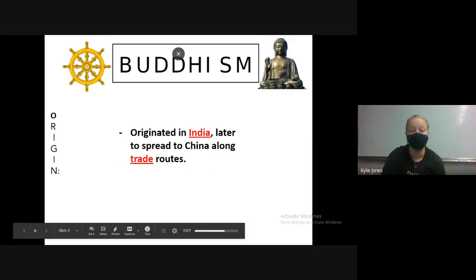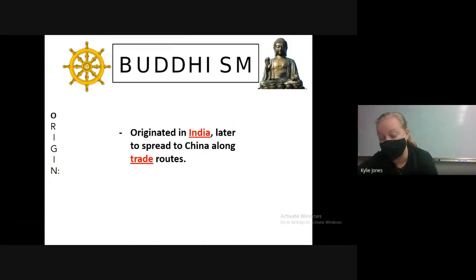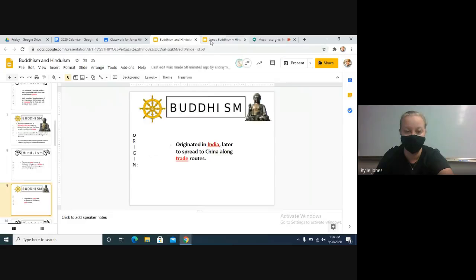So back to Buddhism. It originated in India, which is why we're talking about it in regards to ancient India, but then it later spread to China along some different trade routes. So we've talked about how these ancient civilizations used to trade with each other. They also spread their religion that way too. And like Mesopotamia, Mesopotamia would trade too, yep. Grain for gold or something. Things along those lines, yeah. Maybe not always grain for gold, but yeah.